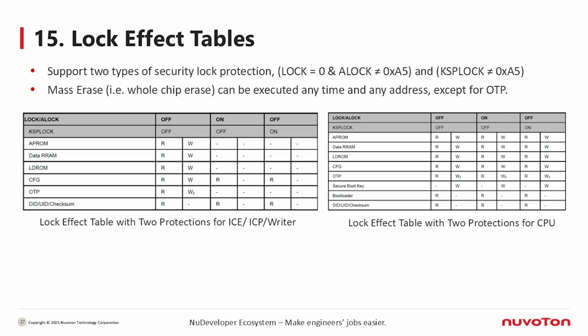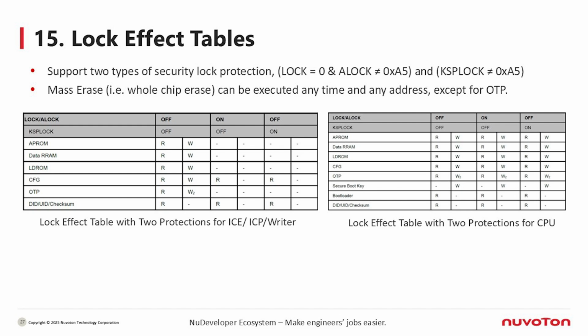Finally, I will introduce the lock effect table. 2 types of security lock protection are supported. The first type is achieved by setting lock to 0 and ensuring that A lock is not equal to 0A5. The second type is achieved by setting KSP lock not to be equal to A5. The lock effect for ICE, ICP, and writer operations is shown in the left figure below.